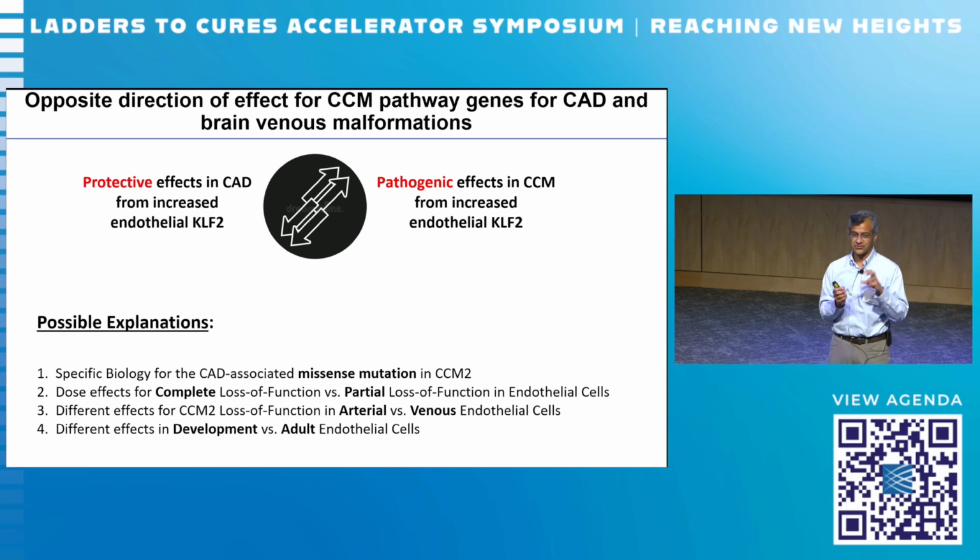It could be that there's a difference between complete and partial loss of function, sort of a dosage effect. It could be because arterial and venous ECs respond differently to mutations. And it could be because there's a difference between developmental effects and adult effects. These are the kind of questions that will probably take my lab the next 10 years to study. But I think they're really important and exciting.